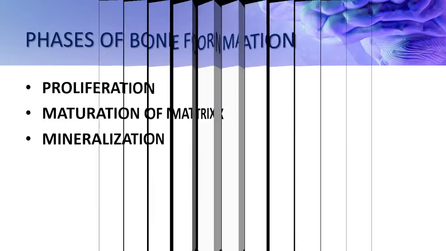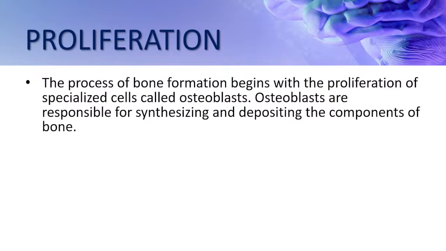What you can explain here under the proliferation phase is that, number 1, the process of bone formation begins with the proliferation of specialized cells called the osteoblasts. I repeat, osteoblasts. So the osteoblasts are responsible for synthesizing and depositing the components of the bone.